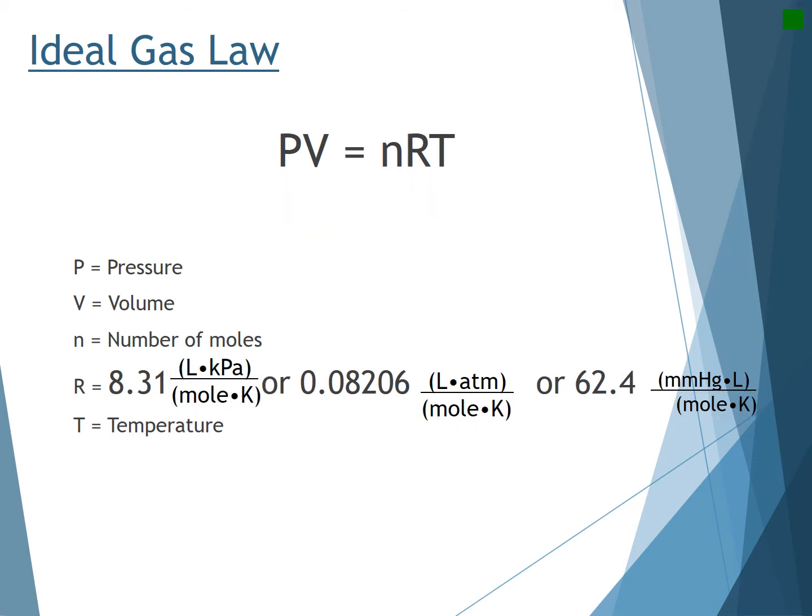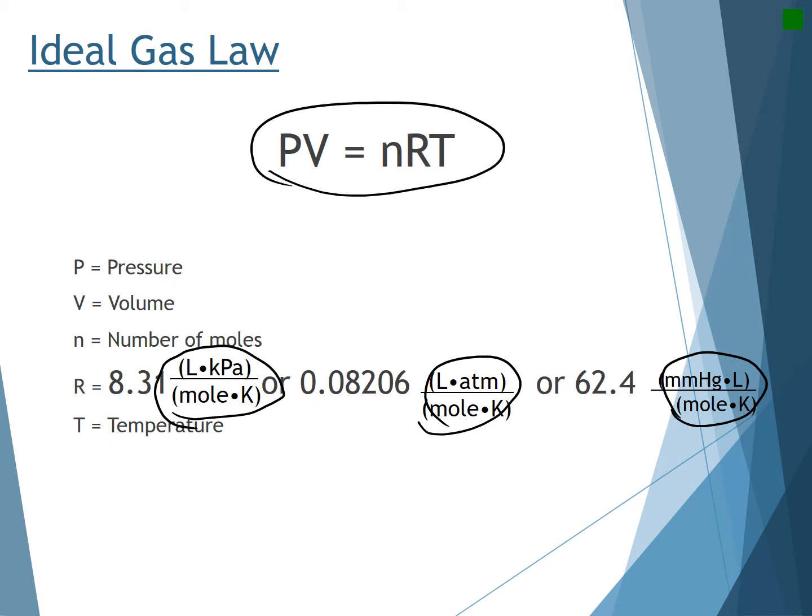Now, what's weird that a lot of students don't understand is that this is actually its unit. Anytime you have a constant, you always tend to get these crazy, crazy units, okay? So this is actually its unit. It's not like you take the liters times the kilopascals times the moles times Kelvin. That's all taken into here. This is literally just its unit, okay?